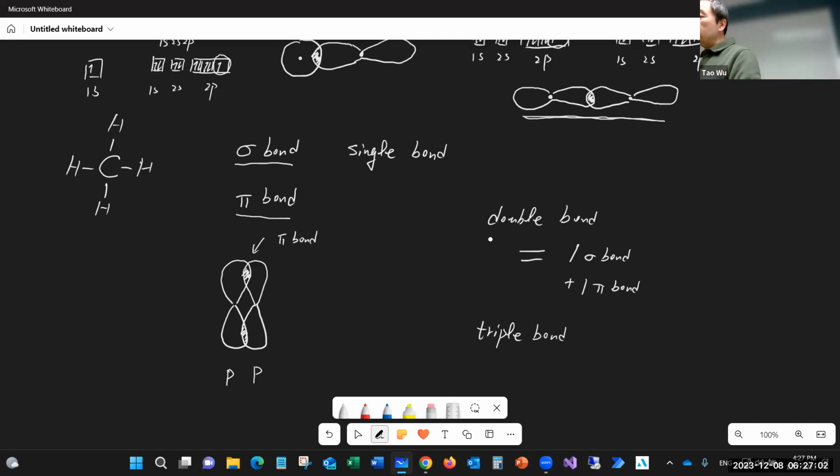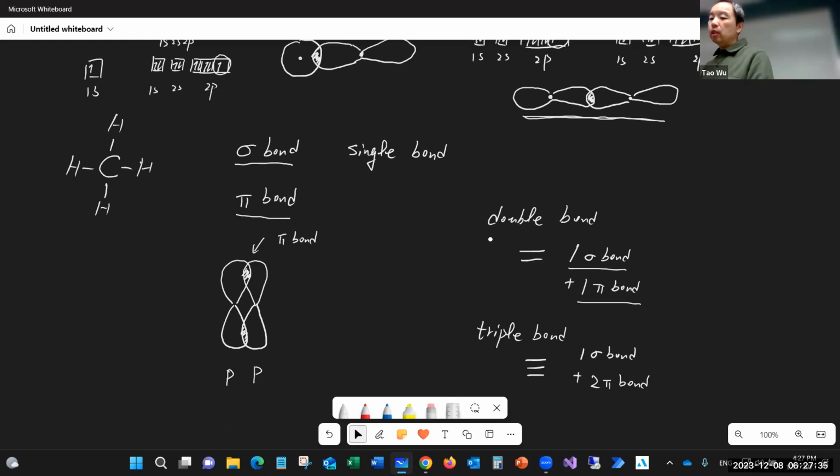So triple bonds, what happens? It can only show in the p orbitals. So a triple bond contains 1 sigma bond plus 2 pi bonds. Okay, they have 1 sigma and 2 pi bonds. So generally, this is how we count the number of pi bonds and sigma bonds.